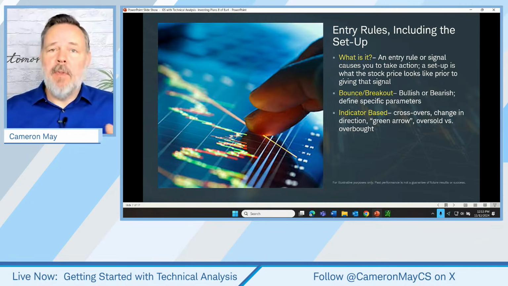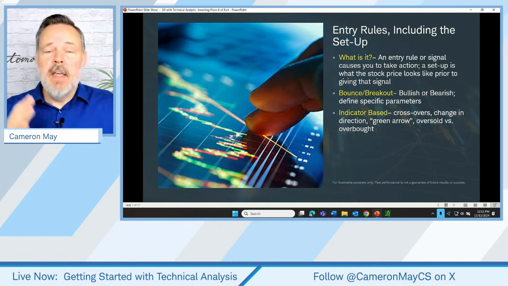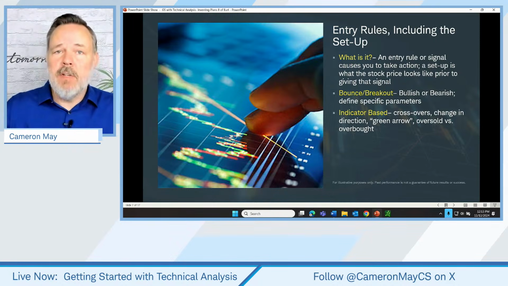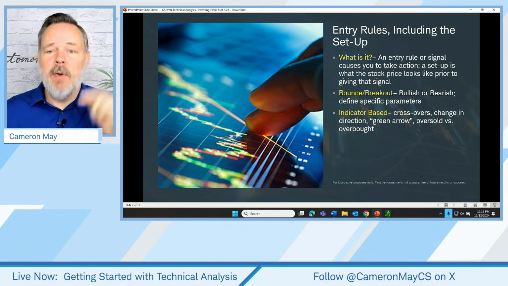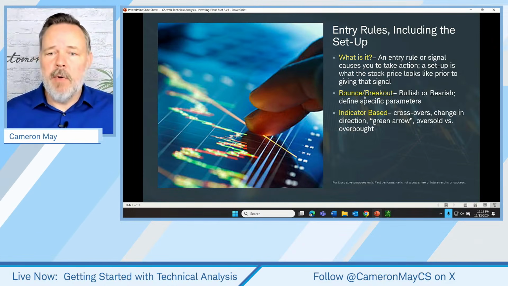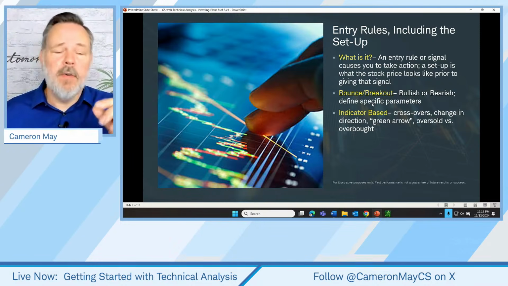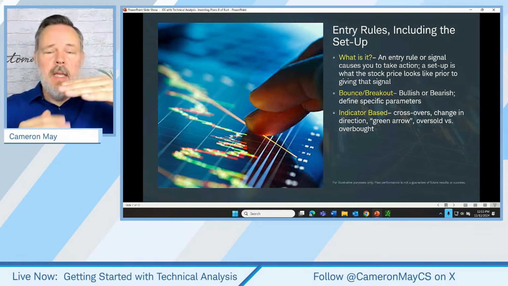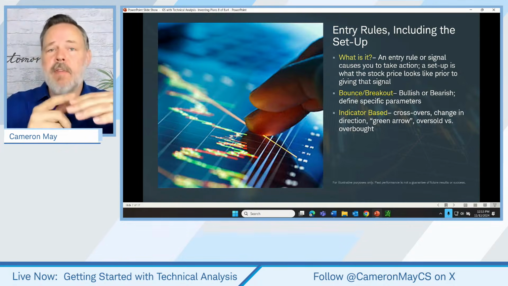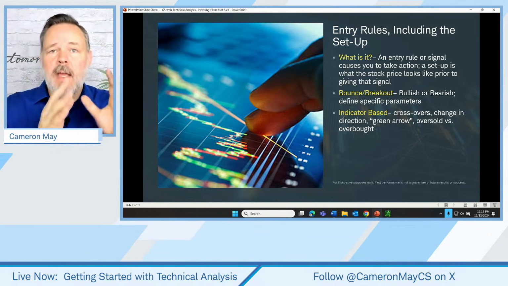So an example that we've explored in this webcast series is the setup might be an upward trending stock for a potential bullish entry signal. The entry signal itself might be a breakout or a bounce. So that takes us to the second bullet point here. A breakout or a bounce can be either bullish or bearish, but it just defines for us specific parameters for when we're going to take a trade. So for example, a breakout trader might be looking at a stock that's upward trending. Maybe it's at a price ceiling on a few occasions, and maybe their rule is that we close at least 1% above that price ceiling as a specific entry.